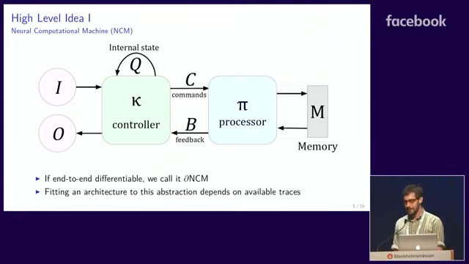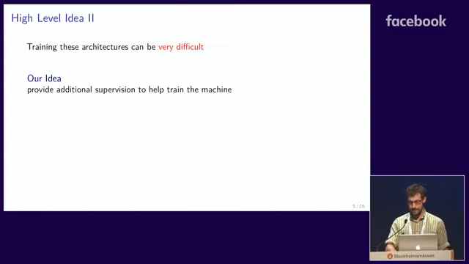Fitting an architecture to this abstraction also depends on the types of traces you want to do. In theory, it's possible to fit many types of architectures, for any recurrent neural network, to this architecture without telling you much. So you'd like to fit architectures to this abstraction in a way that lets you use the ambient traces.